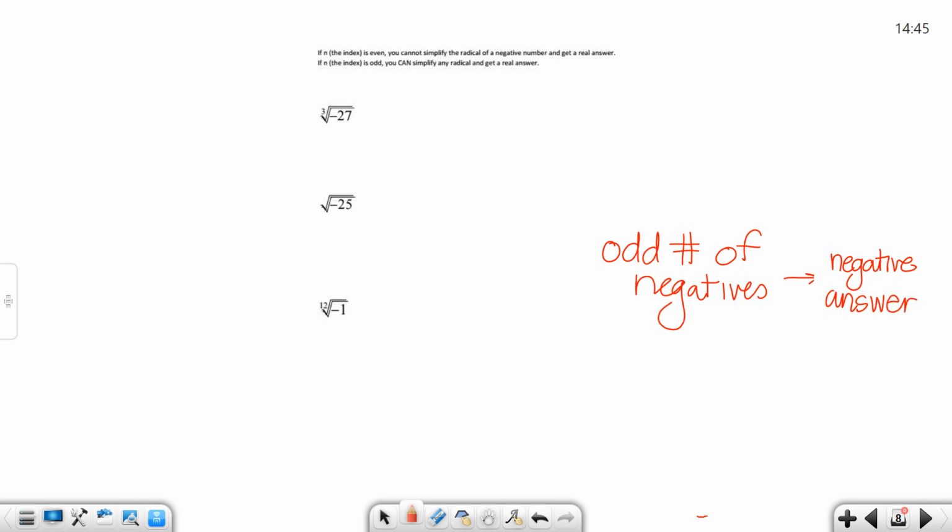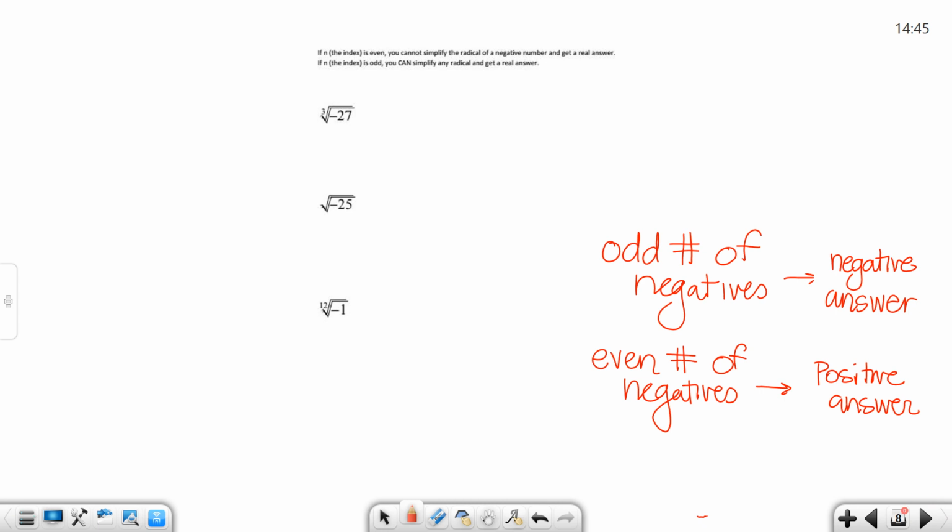So if you said 3 negatives, that makes a negative. 5 negatives makes a negative. 111 negatives make a negative. So an odd number of negatives make a negative answer. But an even number of negatives gives you a positive answer. Because remember, you'd take them in pairs. Even means they go in pairs. So 2 negatives always make a positive. So 4 negatives would make a positive, and 6 negatives would make a positive, and so forth.